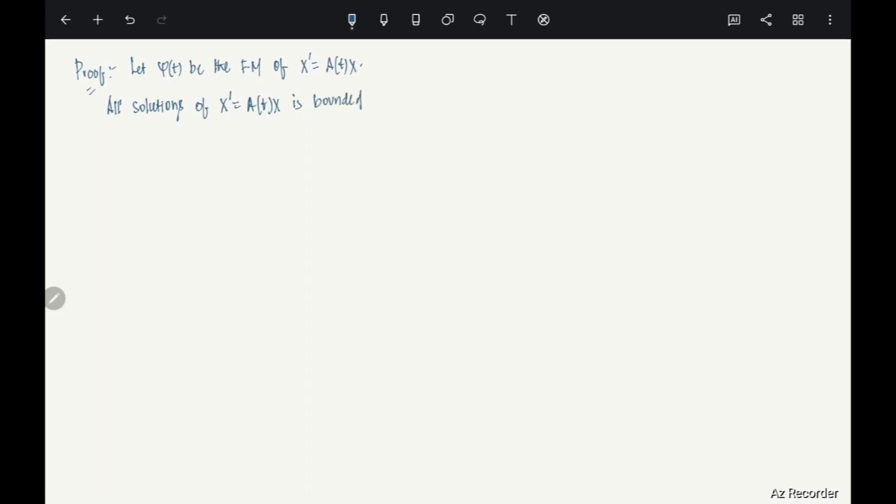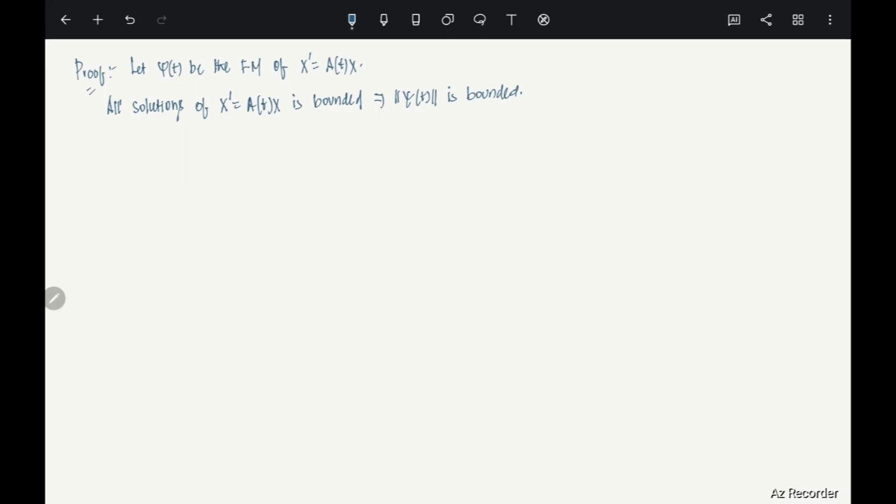Okay, that will imply that the fundamental matrix is bounded. Why is it true? If you are not convinced here, please pause the video and think about why this is true. Okay, so let me tell you why this is true.